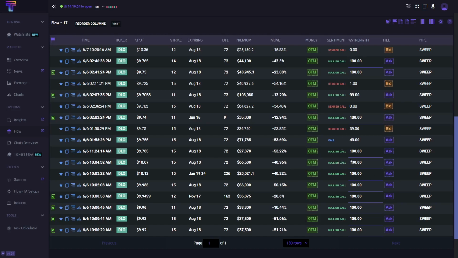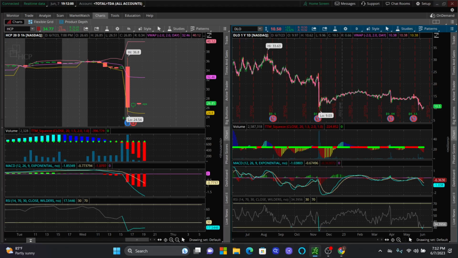They had an overall strength of 100%, which tells us that they are very aggressive on getting these at the ask, which means they're not trying to settle, they're trying to chase into this position, and are expecting a move. Once you see this much green, especially over the course of one day, which was yesterday, June 6th, with all this option activity around $11 to $15.